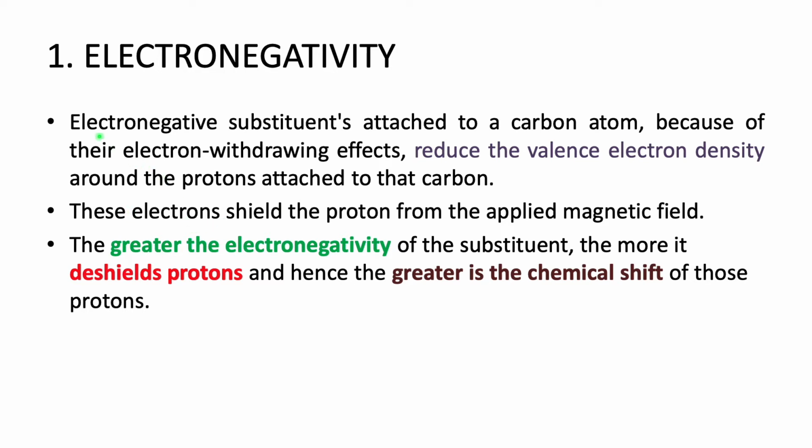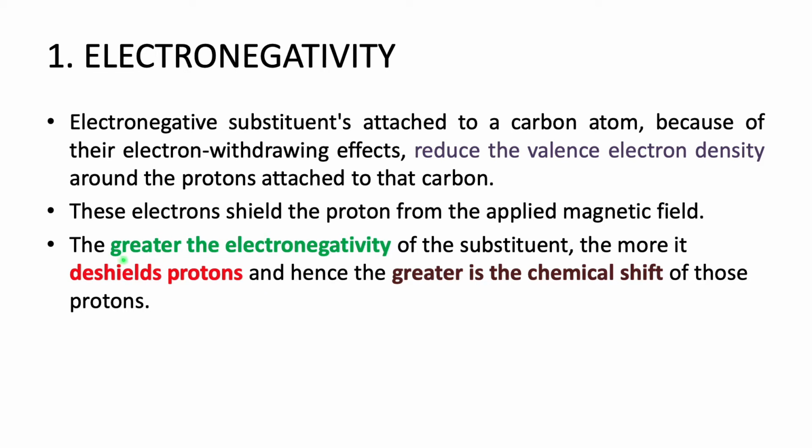So when we have an electronegative substituent over the carbon which is attached to a proton, it reduces the electron density across the proton, and since the electrons usually shield the proton from the applied magnetic field, if there is a reduction in the electron cloud density over the proton, it gets de-shielded. So the greater the electronegativity of the substituents, the more de-shielded the proton is, and hence the greater is the chemical shift of those protons.